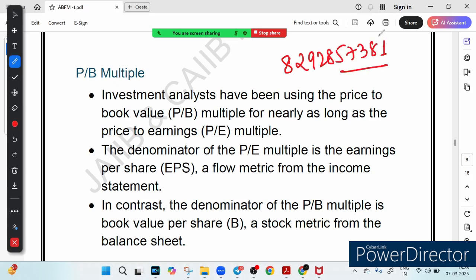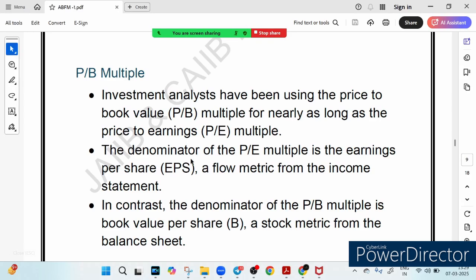Now let's look at another valuation multiple, which we call the PEG multiple. So I think I have missed something, that is why we use this multiple.